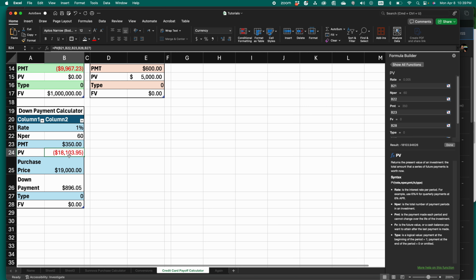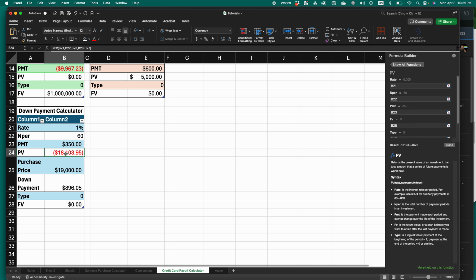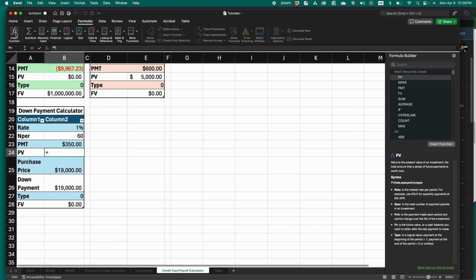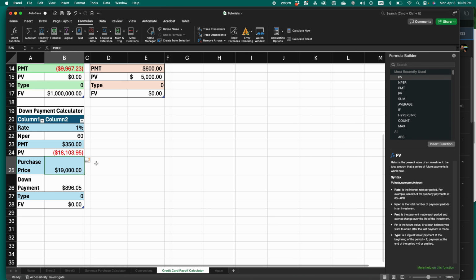Now, this is the equation we have to write, the one for PV, and we have to write our equation for down payment, okay? So for the PV, let's delete this and start over. We go to formulas, insert function, choose PV, present value, insert function, and then it just walks you through it. Which cell is the rate? This one. Which cell is the NPER? This one. Which cell is the PMT? This one. Which cell is the future value? This one. Which cell is the type? This one. Okay, done.